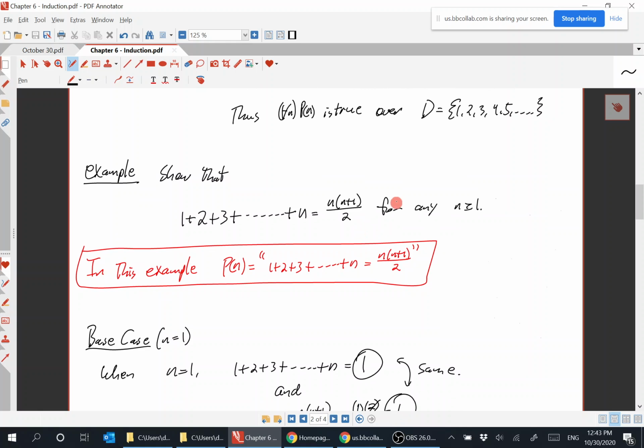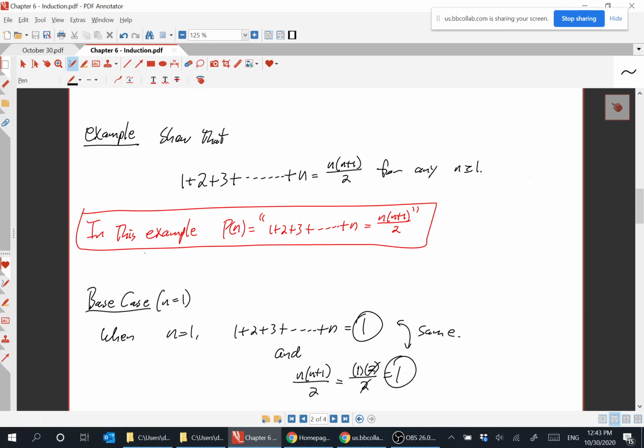So this is the predicate right here. An equation is a predicate. An equation is either true or false. An equation has a left-hand side, it's got a right-hand side, and it's got an equal sign. Either the left equals the right, in which case it's true, or the left doesn't equal the right, in which case it's false. So we want to show that that's always true for n at least 1.